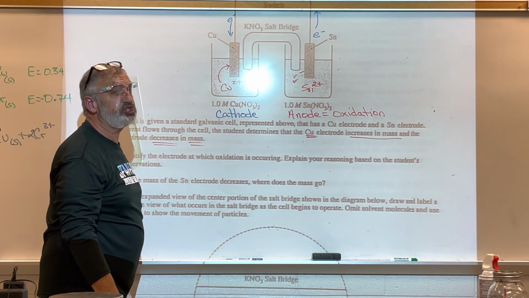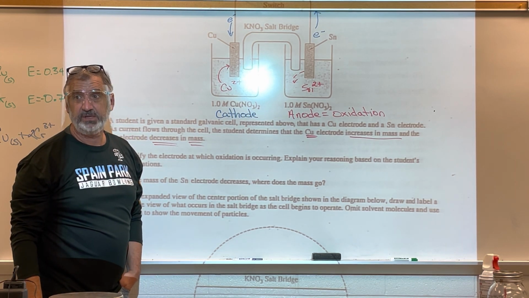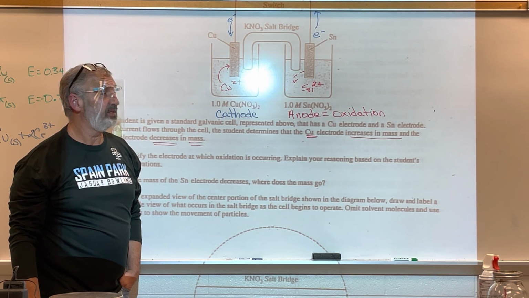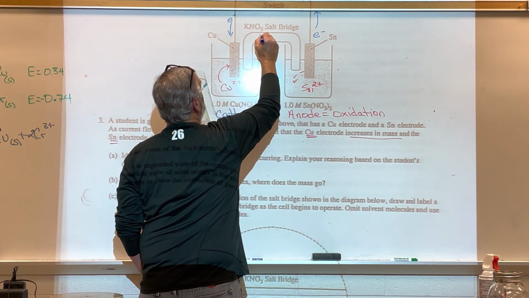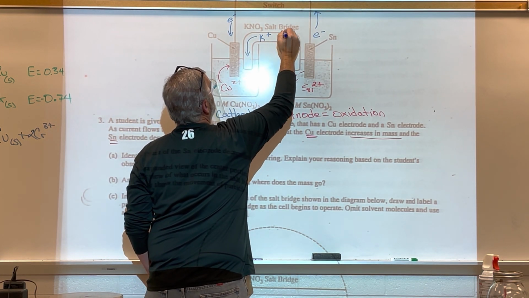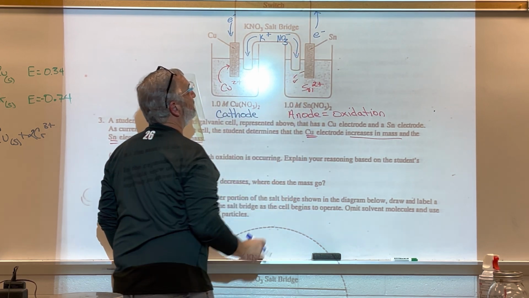So what's happening in the salt bridge then? You have K+ and NO3-. Which way is the K+ going? K+ is going this way, right? NO3- is going that way.